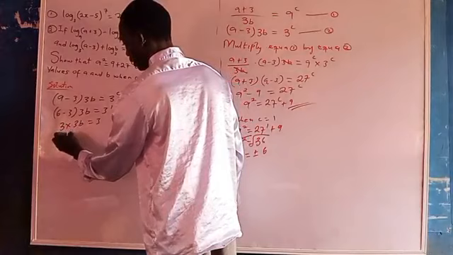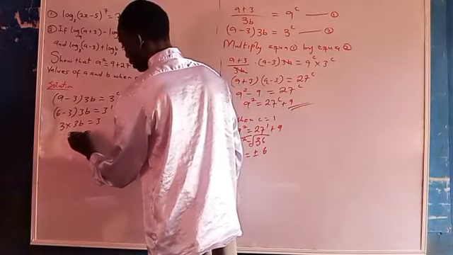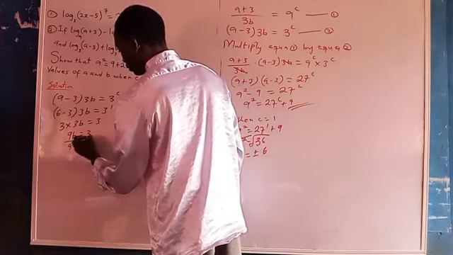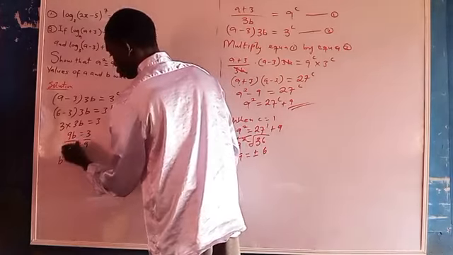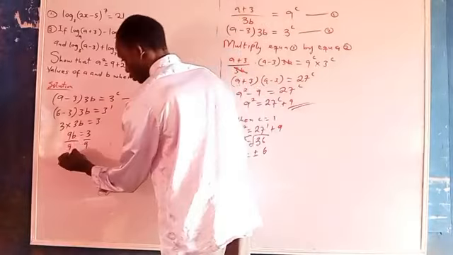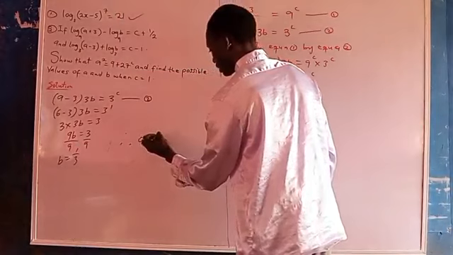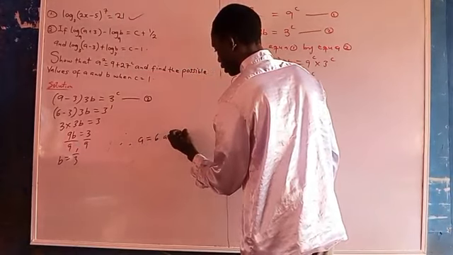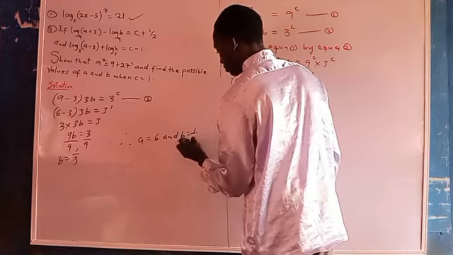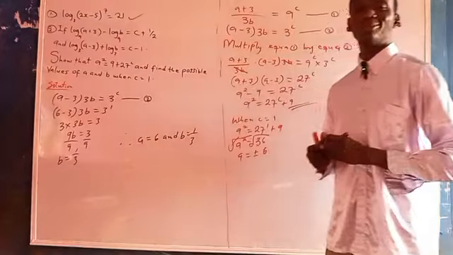Now this is 9b equals 3, and then I can divide both sides by 9. b will be equal to 3 over 9, which is the same thing as 1 over 3. So therefore, a equals 6 and b equals 1 over 3. All right, this is the solution to this problem.